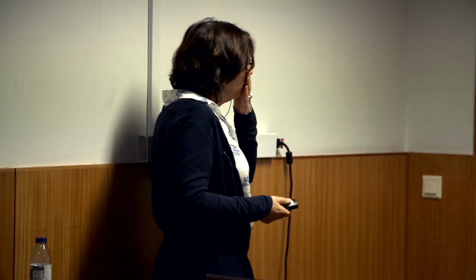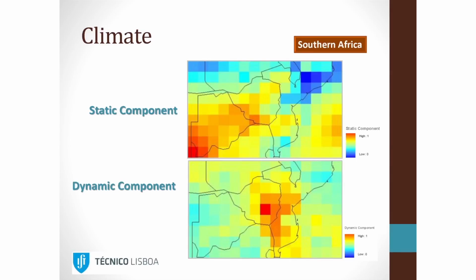I'm only talking about shortage of water. Okay, so this was the climate, and also we can see here, for instance, the example of Mozambique. Mozambique is here, and we enlarged the area because we were interested to see how it was if we looked around. And here is the map of the static component.